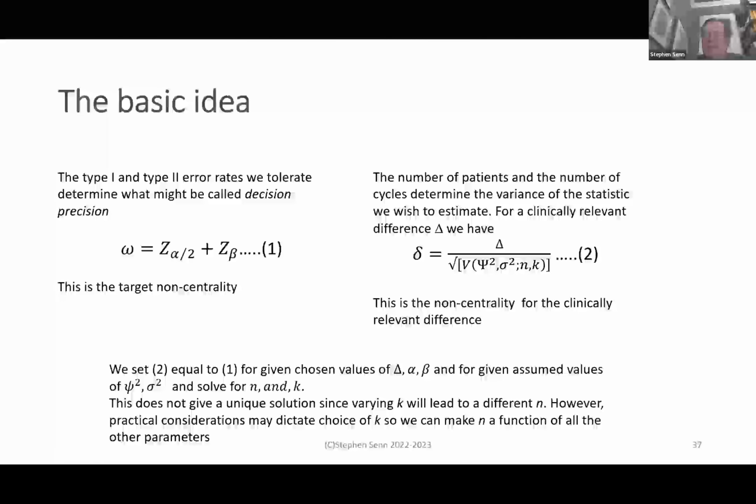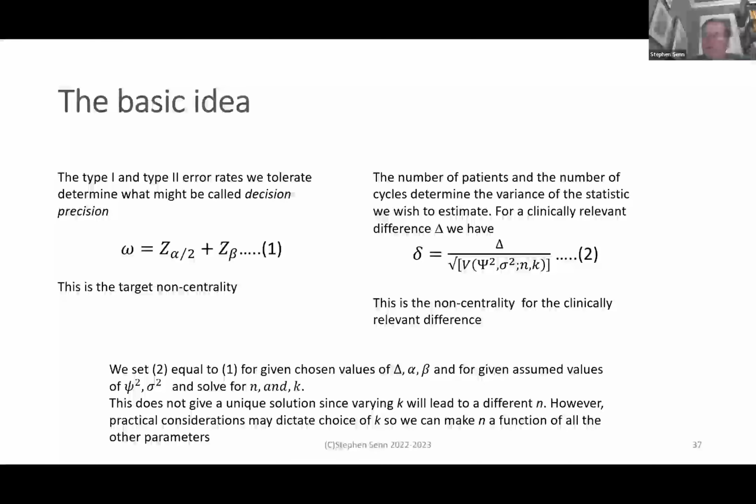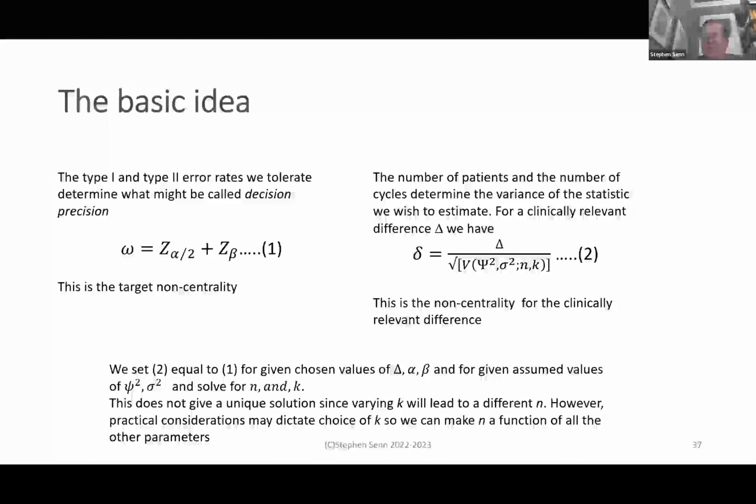That standard error will be divided into delta. That will be our standardized difference. And that is what we need to make equal to Z alpha over 2 plus Z beta. And then essentially we solve for the particular things we're trying to fix here.